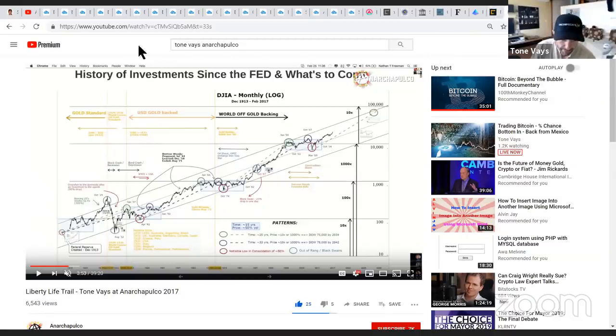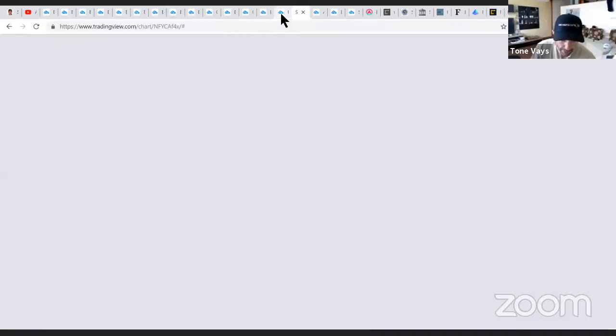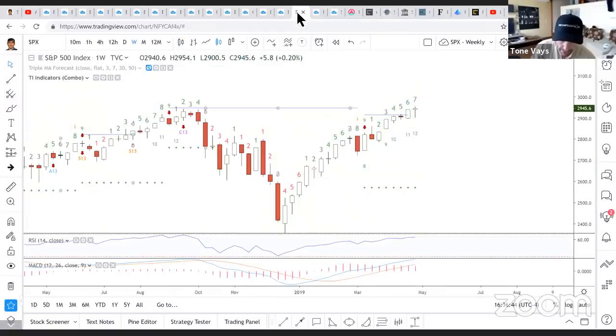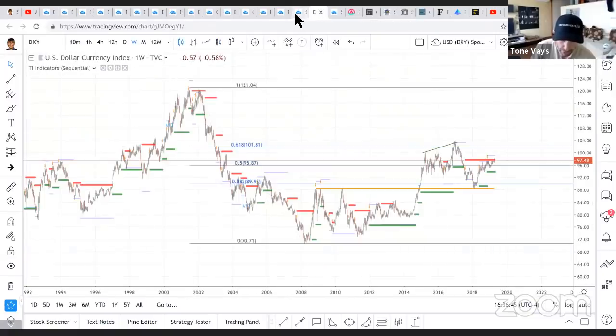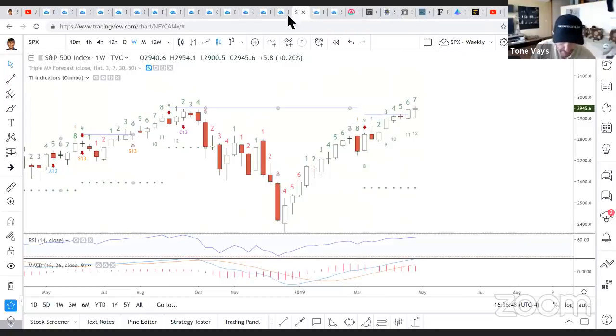So the dollar, do I have the dollar chart up? So I gotta close this. Like I can't pull up my historical Dow chart. So much effort drawing it and like gone.